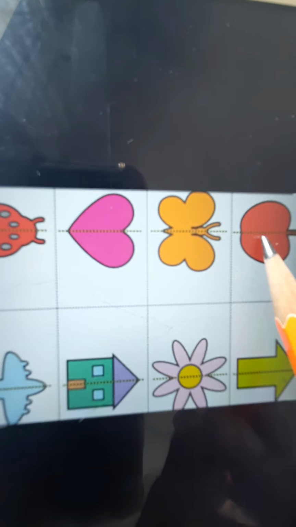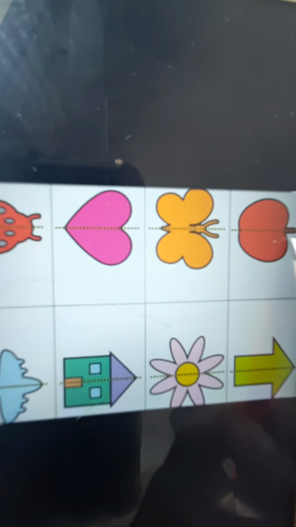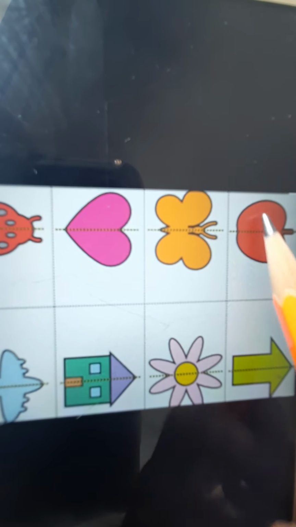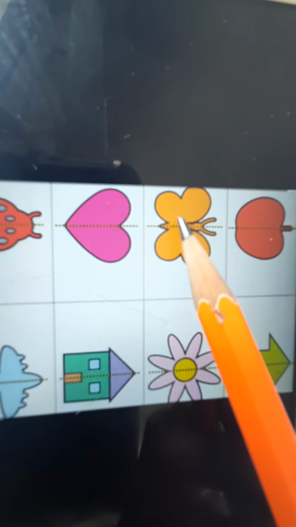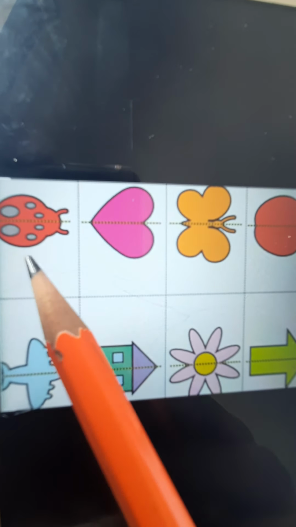You can see this apple. If I draw this vertical line, this will become the line of symmetry, because both the parts after making it are exactly equal. In the case of this heart picture also, and in the case of the beetle also.